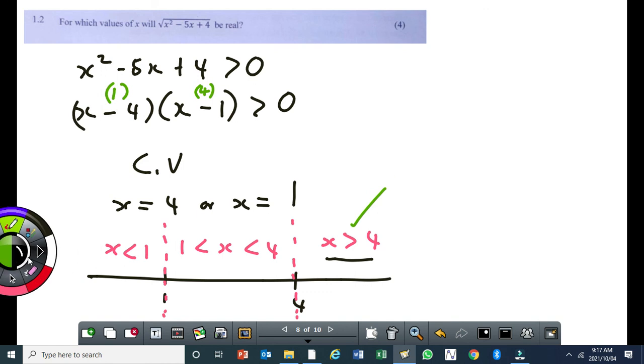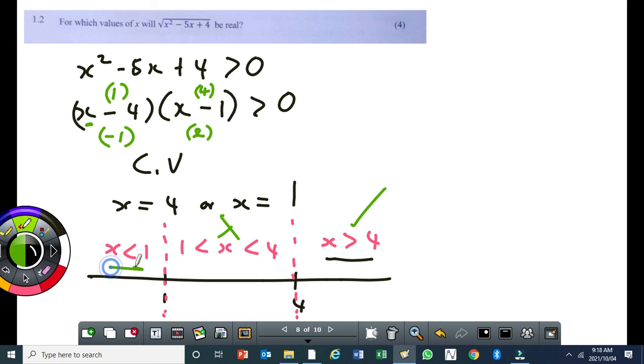Then let's choose a value between 1 and 4, like say 3. Put 3 here. You get 3 minus 4, which gives you minus 1. 3 minus 1 will give you 2. Minus 1 times 2 gives me negative 2. Is negative 2 greater than 0? No, it is not a solution. Are you following?